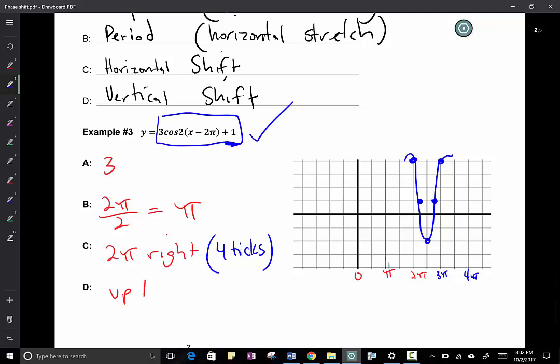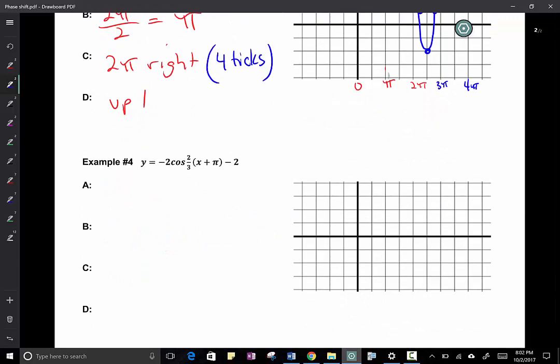I encourage you to watch this video again and then try this one. Amplitude. This helps you find the period. This helps you move left and right. This helps you move up or down. Pause the video right now and solve this. And then you can come back and check with me.